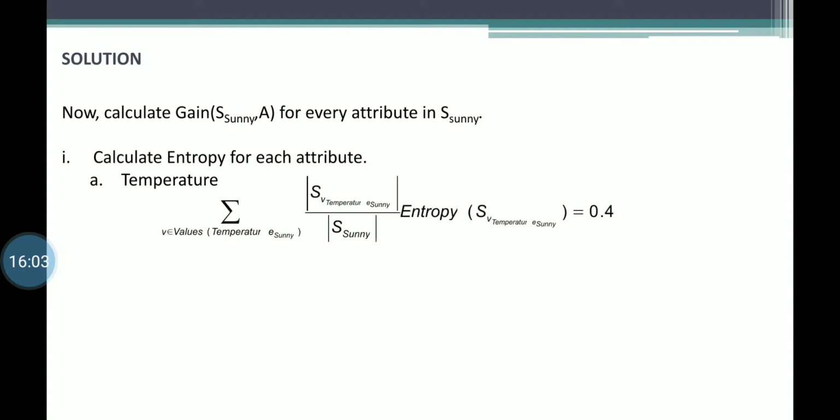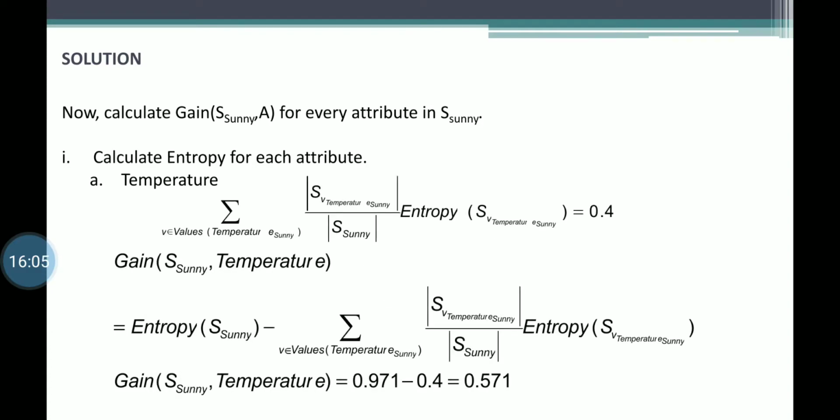Similarly, we are going to calculate the gain by subtracting the value of average info of temperature from gain of sunny. Gain of sunny is 0.971 and just now we have seen the average info is 0.4, resulting in 0.571 as the value for temperature.